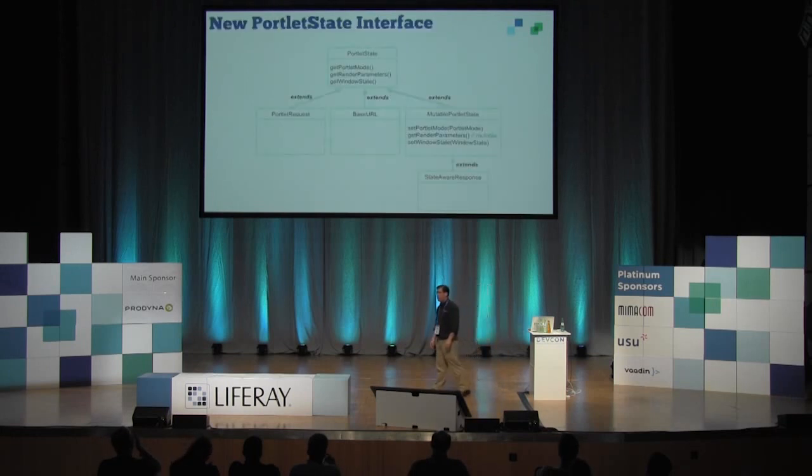There's going to be a new interface called Portlet State that's going to be introduced at the top, and you can see Portlet request, base URL, and mutable Portlet State will all extend this interface. Currently, I think Portlet request does not have any super interfaces, and I think that's also the same with base URL. And so we're going to have three methods on there. What we mean by Portlet State is get Portlet mode, render parameters, and window state. Those three things together describe the state of a portlet.